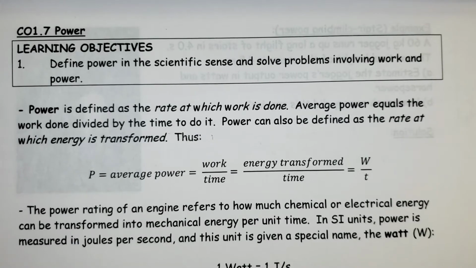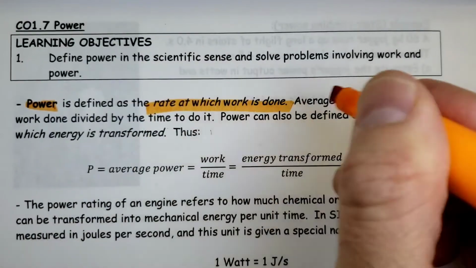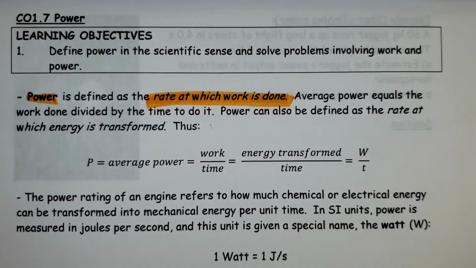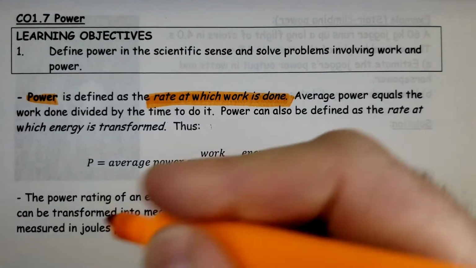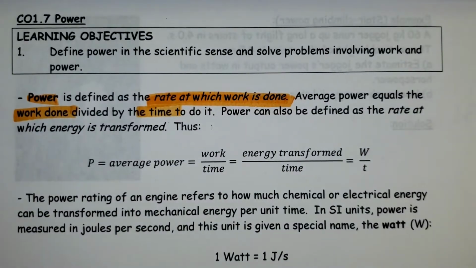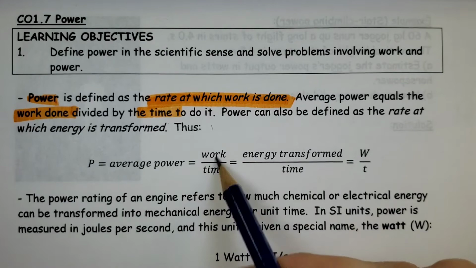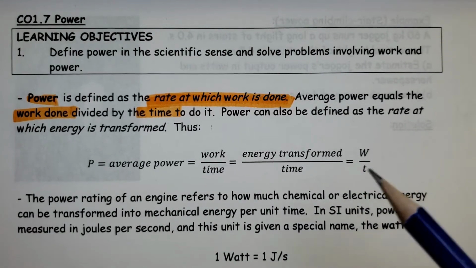First of all, power is defined as the rate at which work is done. In other words, how fast you can accomplish a certain amount of work. Average power equals the work divided by the time to do it. Obviously, if you're looking at a rate, you're looking at how it's done per time. So work done per time. And of course, work is force multiplied by displacement.